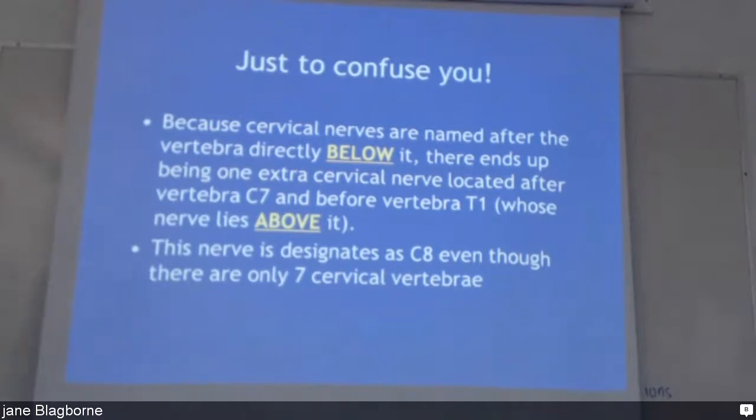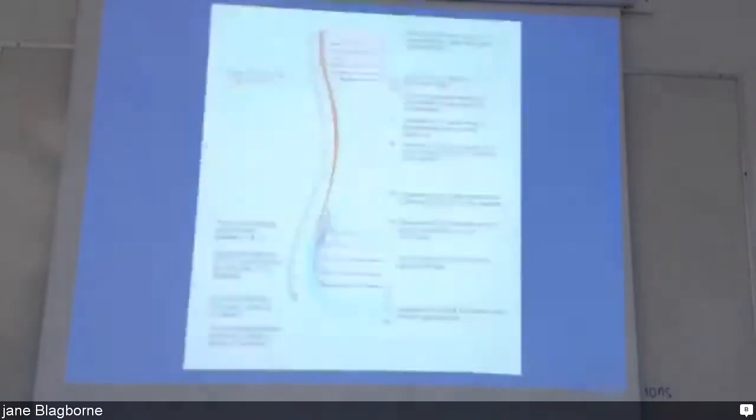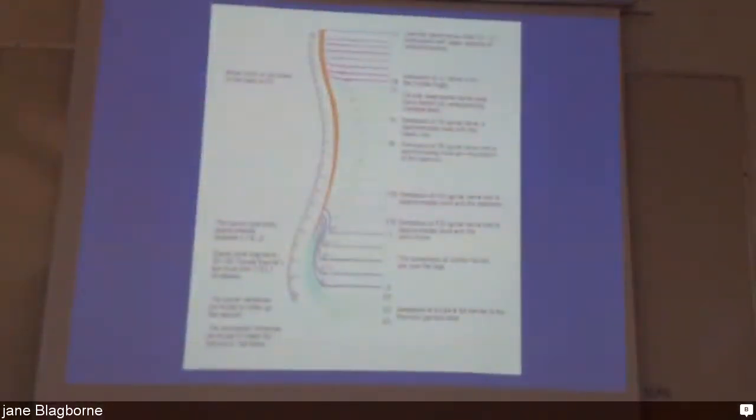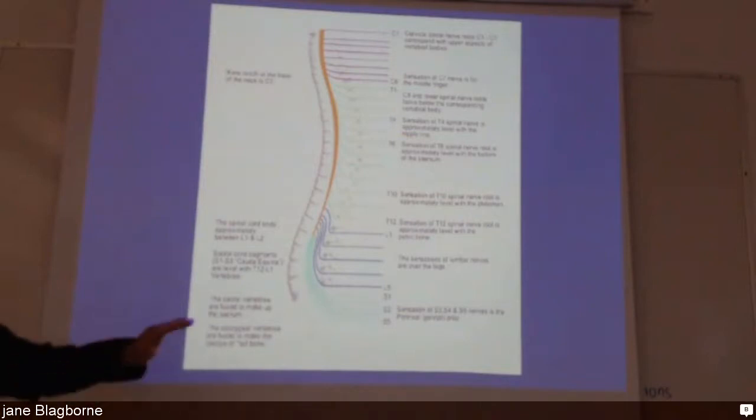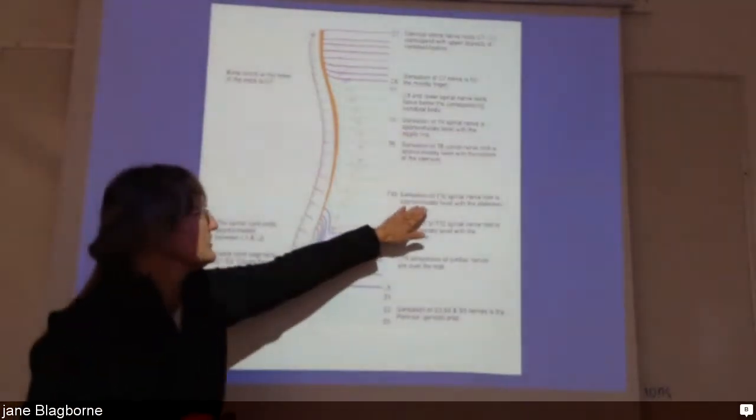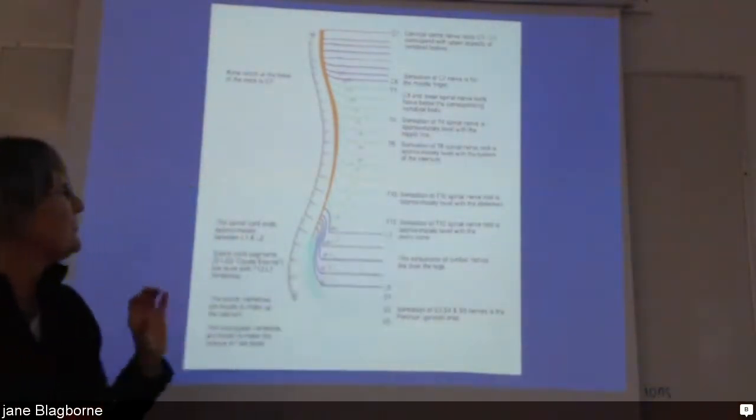So that's why you end up with that odd number, because you have above and below. So you end up with 8 and 4 instead. But the 31 is the number that you want to know. So this is just a diagram showing where the nerves come out, and it also gives you a description of the areas that they serve.